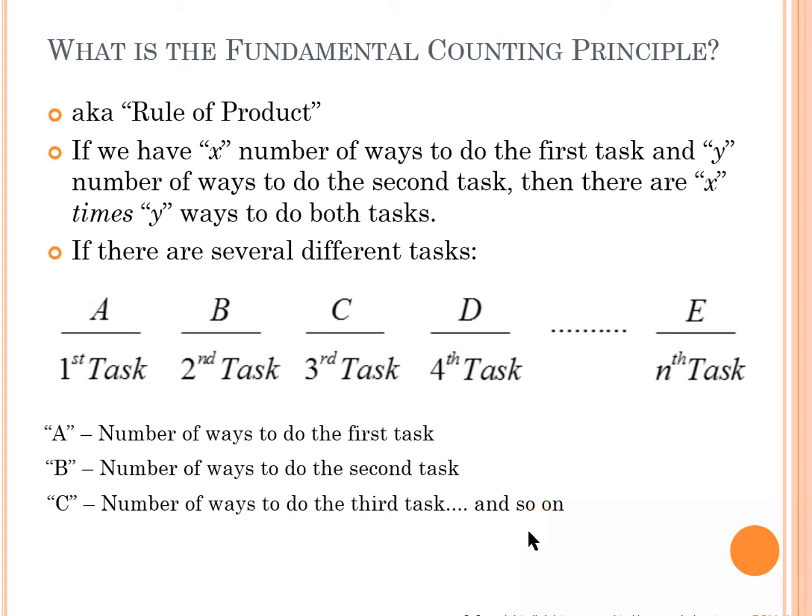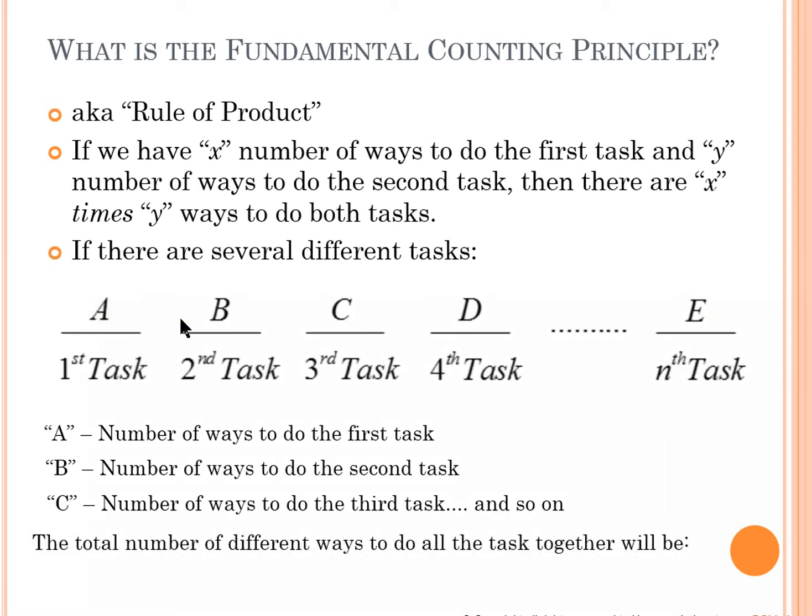So when we apply the fundamental counting principle, we have to find out how many ways there are to do the first part, how many ways there are to do the second part, how many ways there are to do the third part, and so on. And then we simply multiply the outcomes all together. So the total number of different ways to do all the tasks together will be A times B times C times D all the way to E, depending on how many outcomes and tasks there are. And this is called the product rule, or rule of product. You're simply multiplying the different outcomes together.